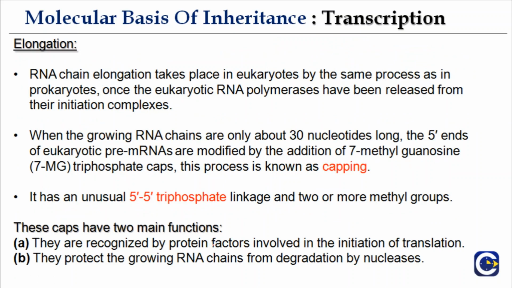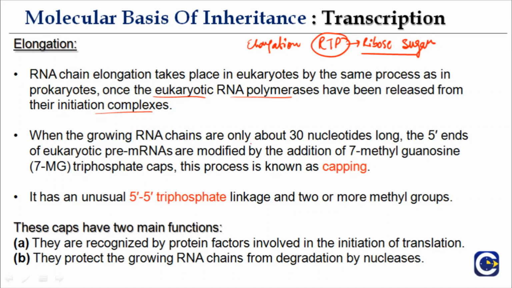And then next is elongation. RNA chain elongation takes place in eukaryotes by the same process as in prokaryotes, once the eukaryotic RNA polymerases have been released from their initiation complexes. Okay, so in case of prokaryotes, we saw that once the RNA polymerase binds, it causes elongation by adding what? By adding ribonucleotide triphosphates, and these ribonucleotide triphosphates have the ribose sugar. So similarly, elongation takes place in eukaryotes.